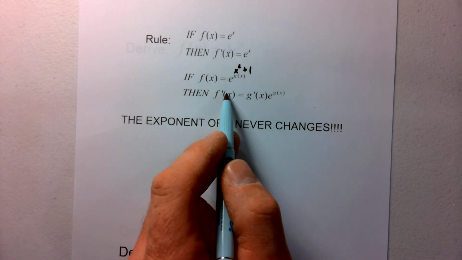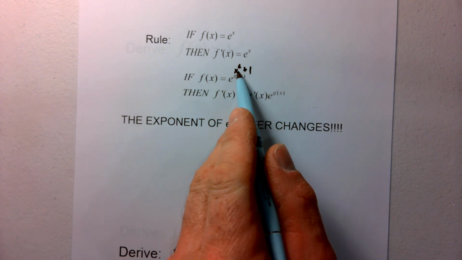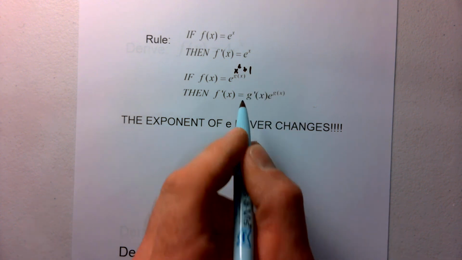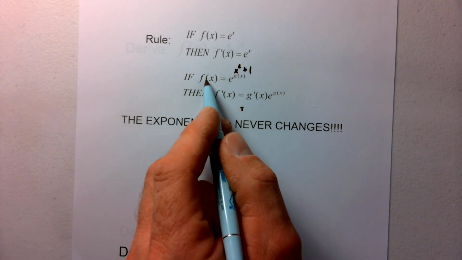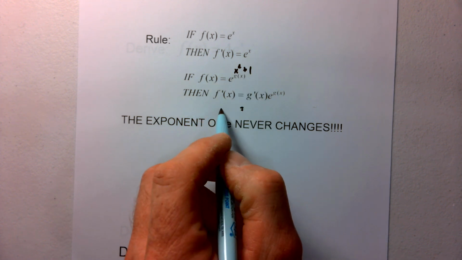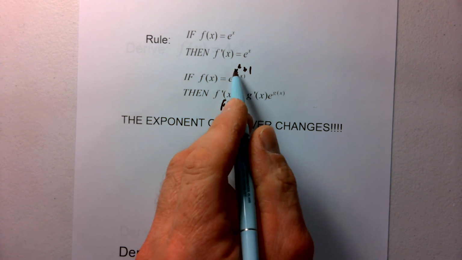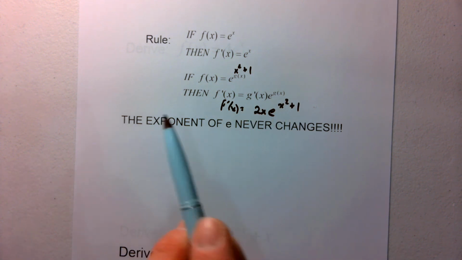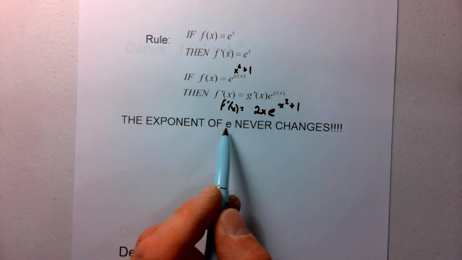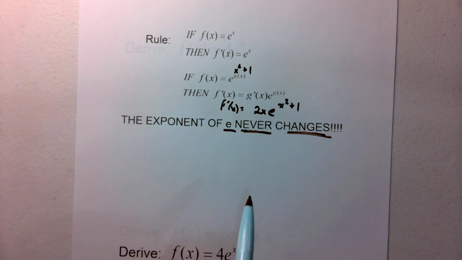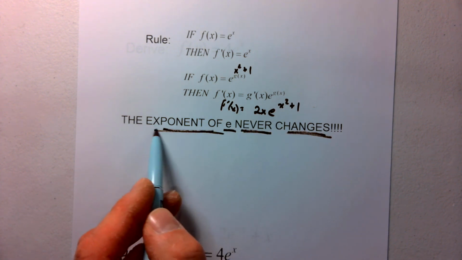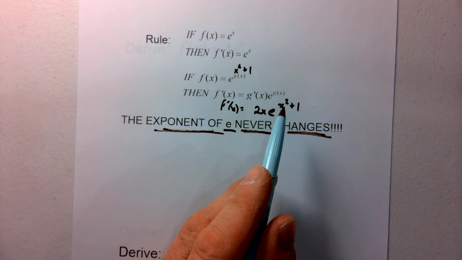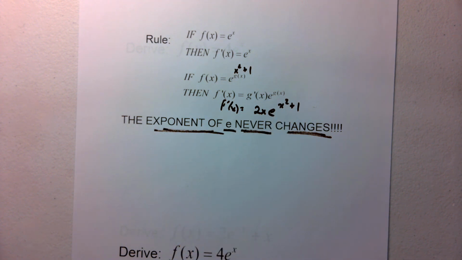Well, then to find f prime of x, I would take the derivative of that exponent times e to that exponent. So in this case, if my f of x was e to the x squared plus 1, then my first derivative would be the derivative of that, which would be 2x e to that exponent. The thing you want to remember: the exponent of e never changes. Never, ever change the exponent of e when you find the derivative of it, please.